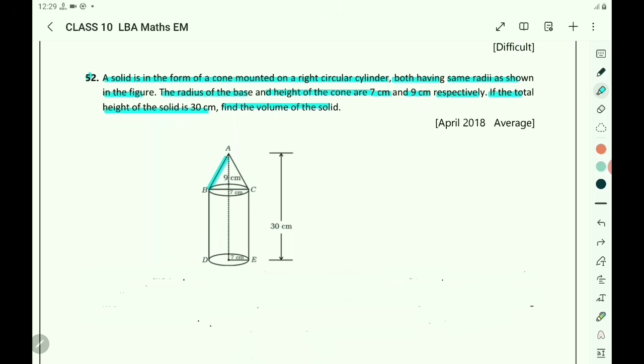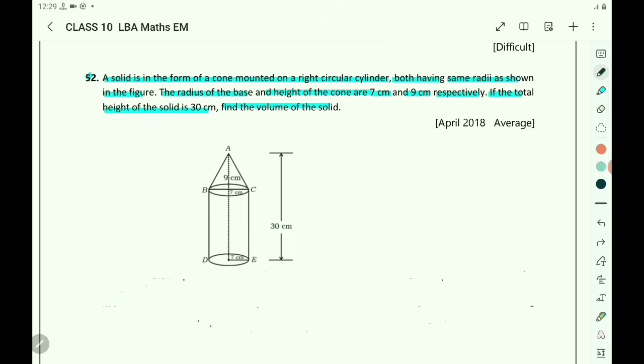The solid is in the form of a cone mounted on a right circular cylinder. Both cylinder and cone are having the same radius. What is that radius? 7 cm. And what is the height of the cone? 9 cm. Then what is the total height of the solid? 30 cm. 30 minus 9 is the height of the cylinder.